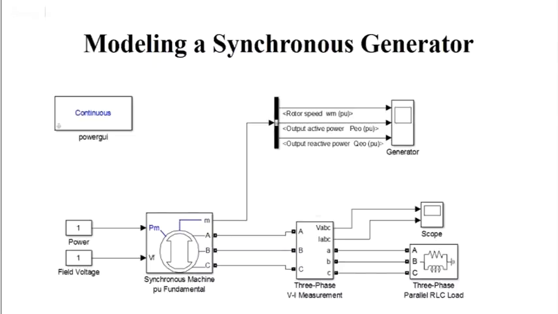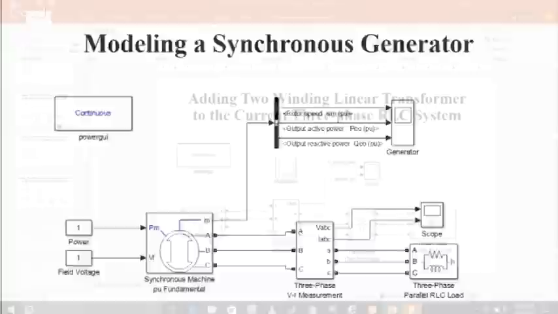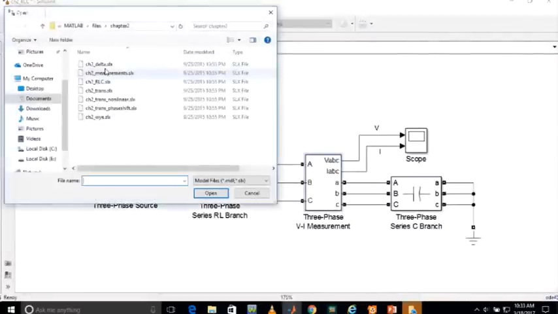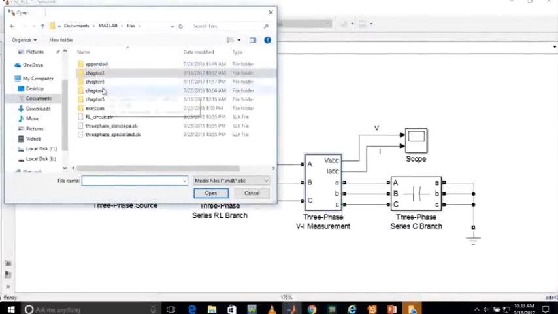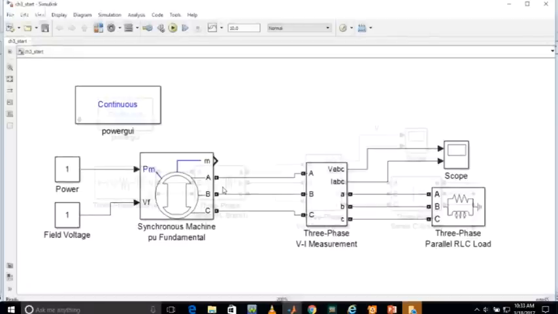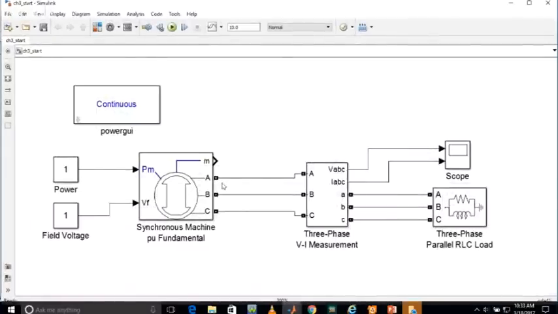In this also, you have seen the three-phase parallel RLC load is there, and the three-phase VI measurement is there. We just have to connect what? Synchronous Machine PU Fundamental. This machine we have to connect, which is working as a generator. So again, we go for the same system. File, open, Chapter 3, and we have the start circuit. The moment we open this, this is how it looks. Synchronous Machine PU Fundamental is there.